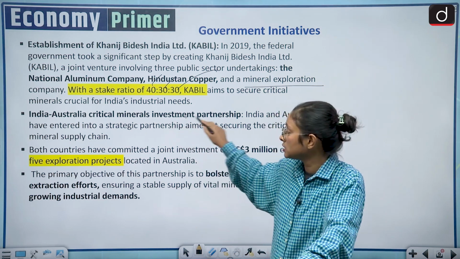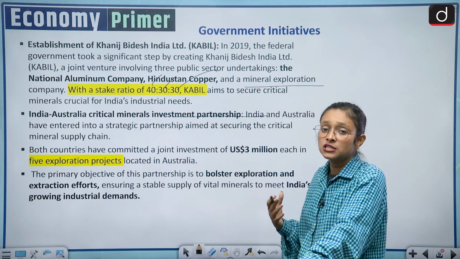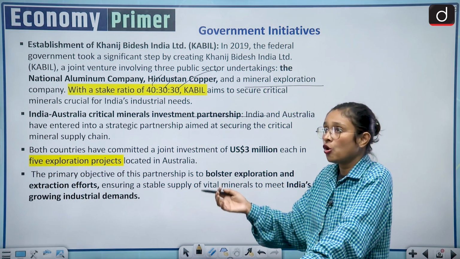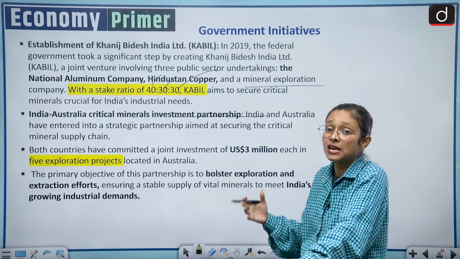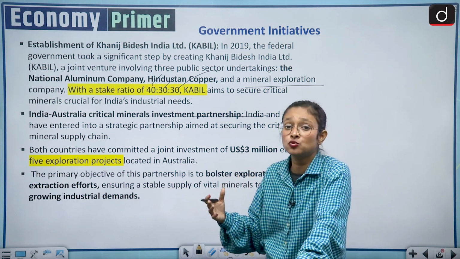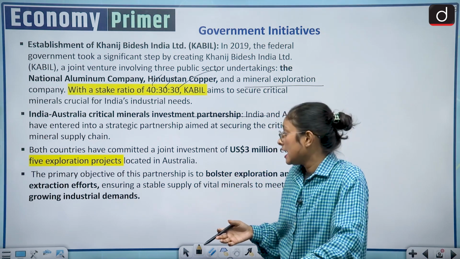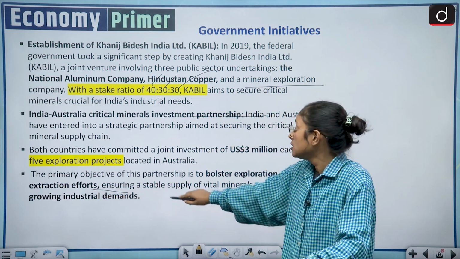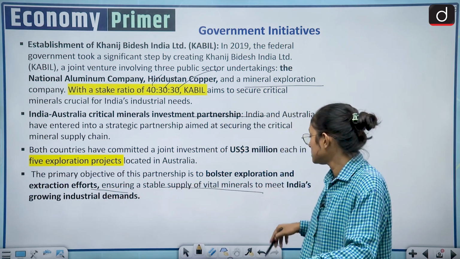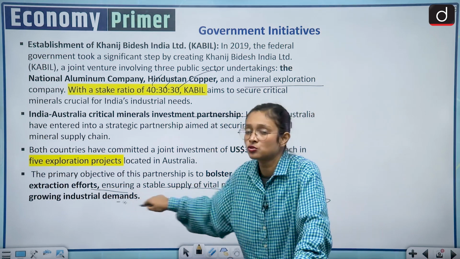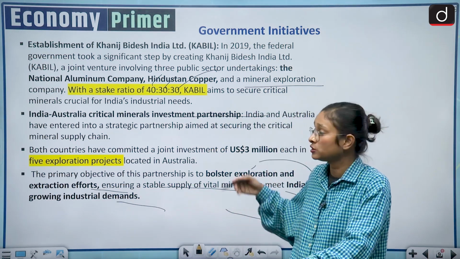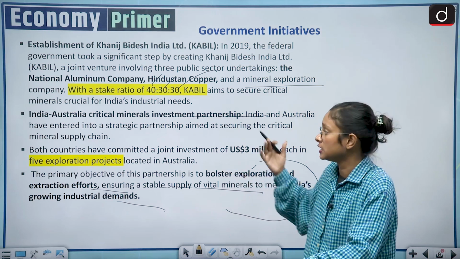So here there is another initiative, and Australia is funding so many exploration projects in India, on how and in which manner the minerals can be explored so that we can use them in different sectors. And they are also trying to ensure the extraction effort, stable supply of vital minerals, and India's growing industrial demand. So if we ensure all these things, our industrial demands will also be fulfilled, and for that we are taking the help of Australia.